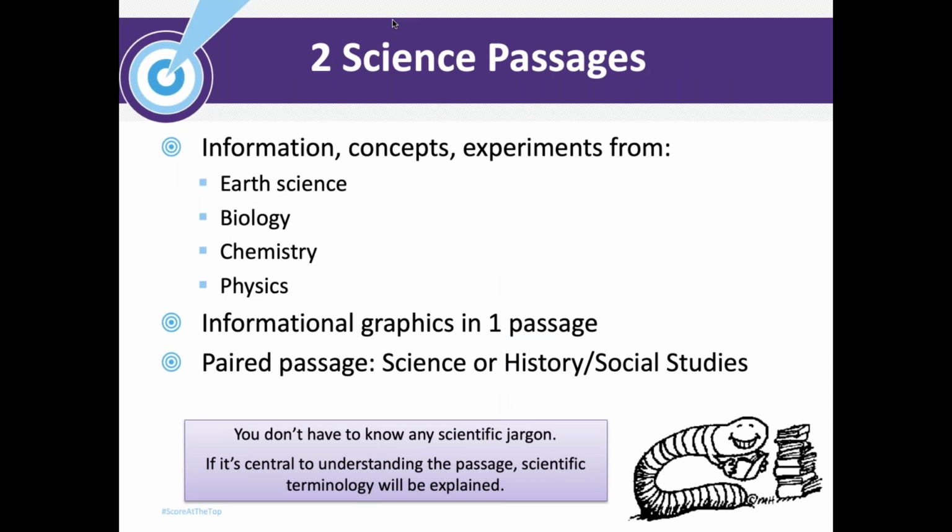There are also going to be 2 science passages. And the 2 science passages will have information and concepts from natural sciences that you have studied in school. The good news is that you don't need to have any scientific background. If it's central to understanding the passage, scientific terminology will be explained. So you don't need to worry about understanding physics or astronomy or anything in order to understand the passage. It's still a reading test.